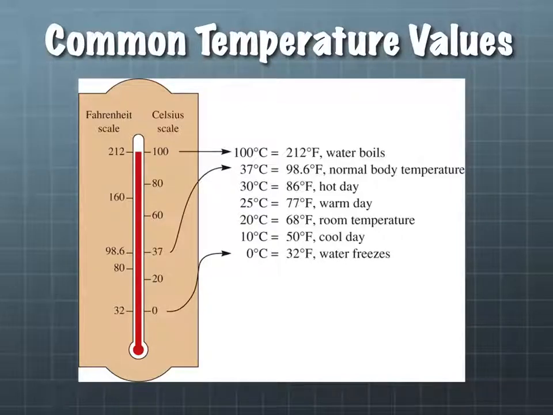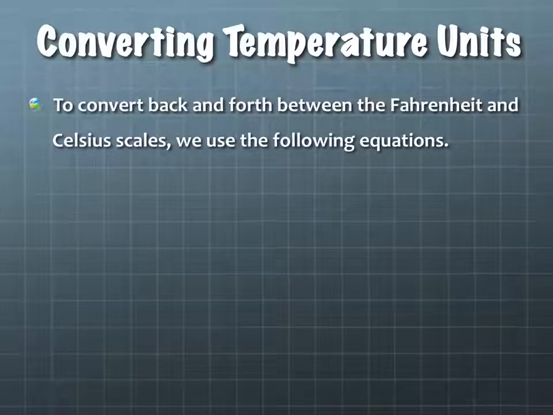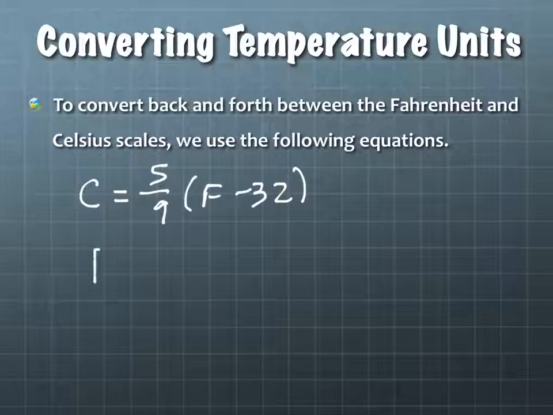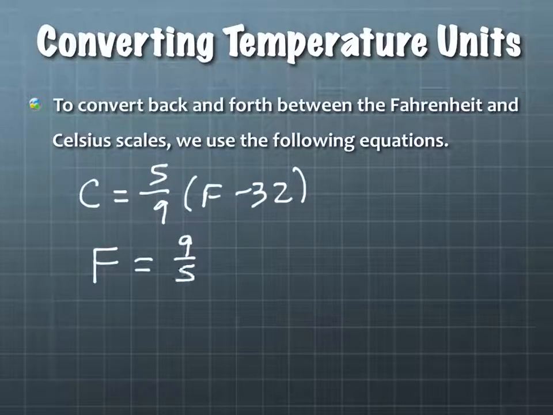And the last thing we're going to do is take a look at converting temperatures. To convert back and forth between Fahrenheit and Celsius, we use the following equations. Celsius is equal to 5/9 times Fahrenheit minus 32 degrees. And if we manipulate that and solve for Fahrenheit, Fahrenheit will equal 9/5 Celsius plus 32 degrees.